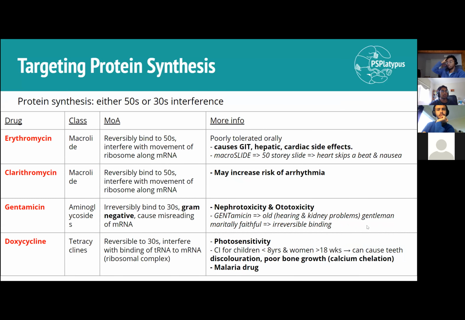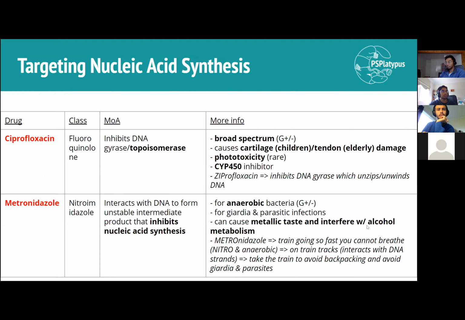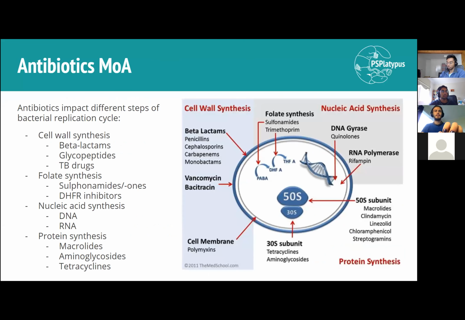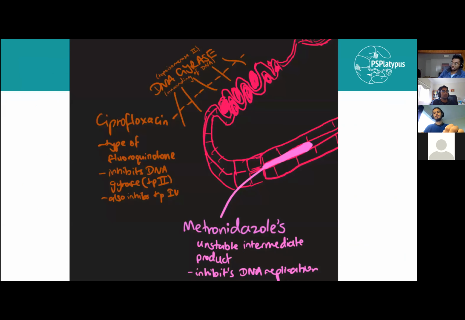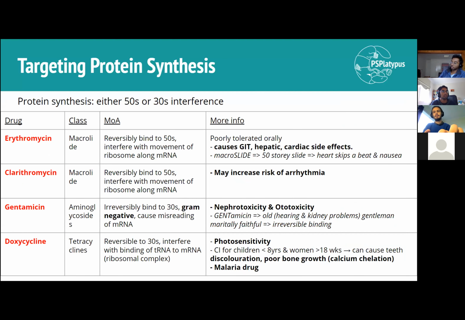So the next one is protein synthesis. All right, so protein synthesis, what do we talk about? There's three different ones, which is macrolides, aminoglycosides, and tetracyclines. And we can categorize them to roughly the 50S or the 30S part of the ribosome. So the ribosome is composed of two different parts, right? And we can interfere with either of those parts in different manners to have a different effect.